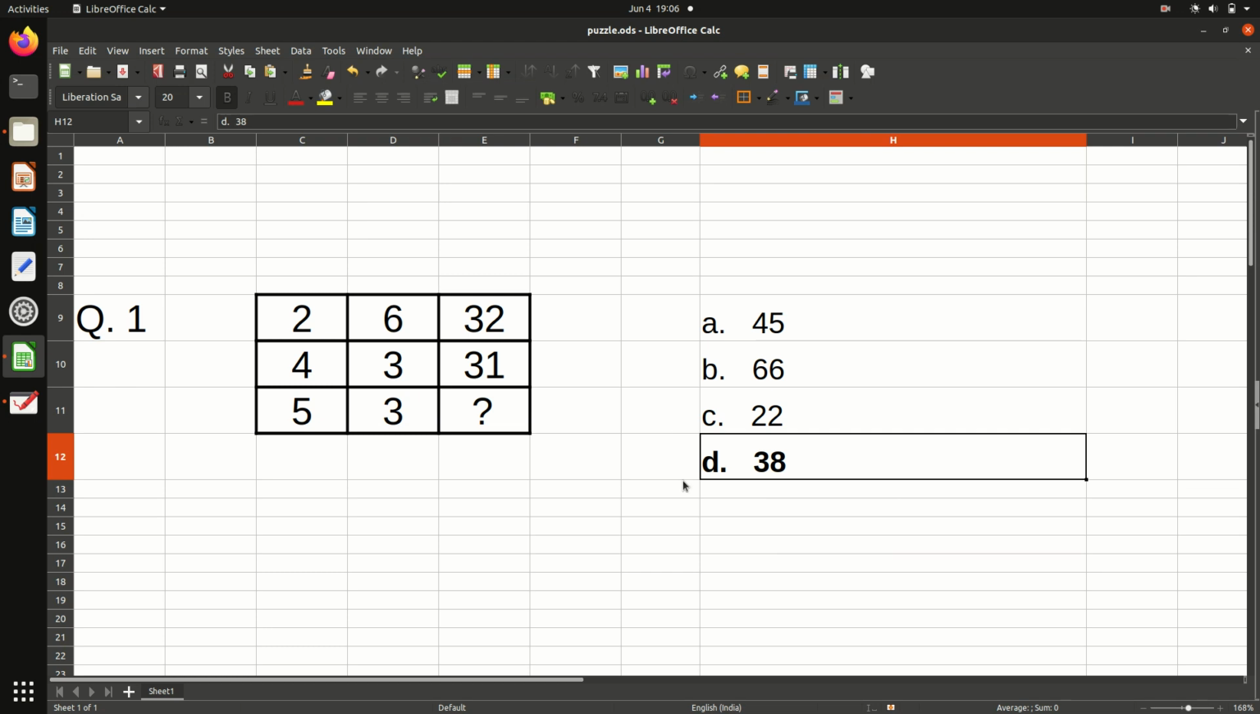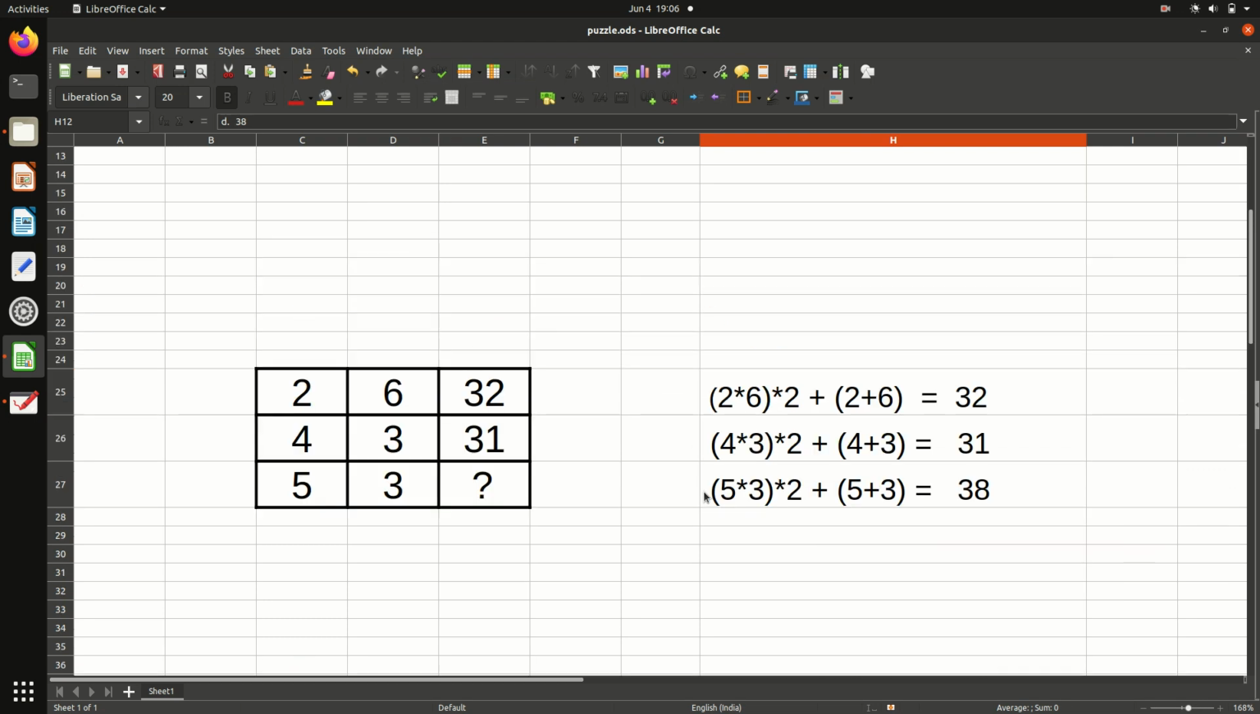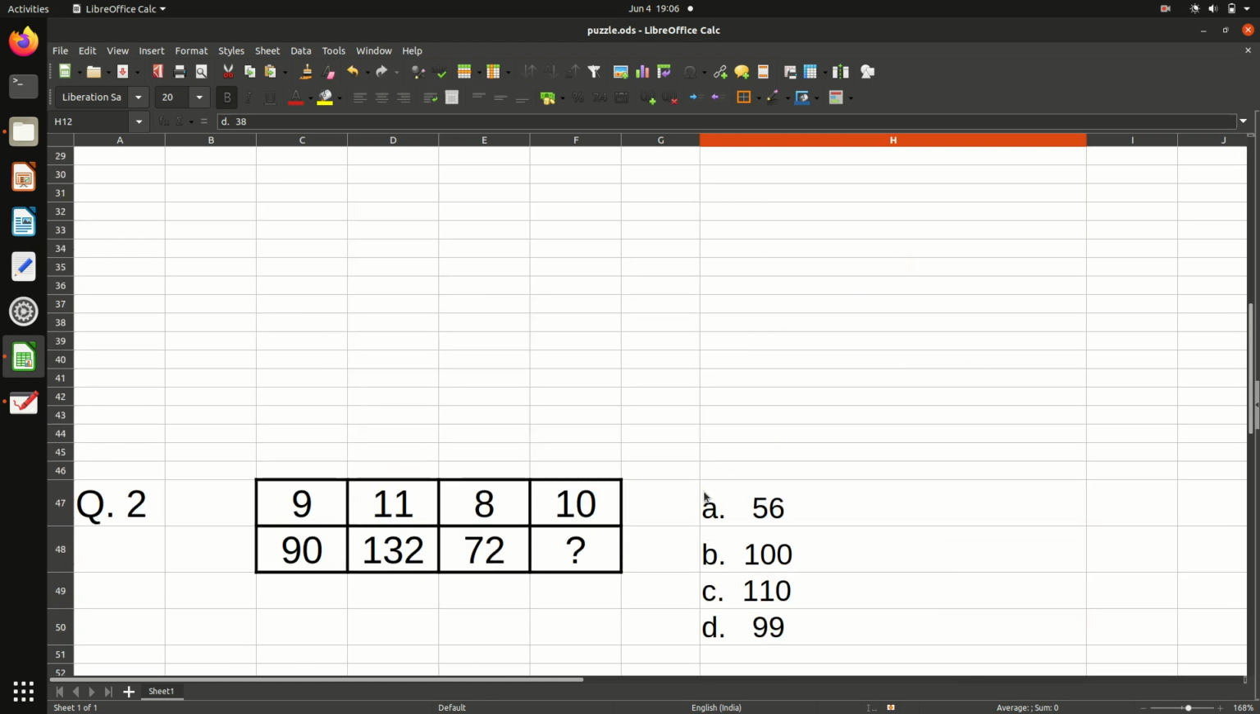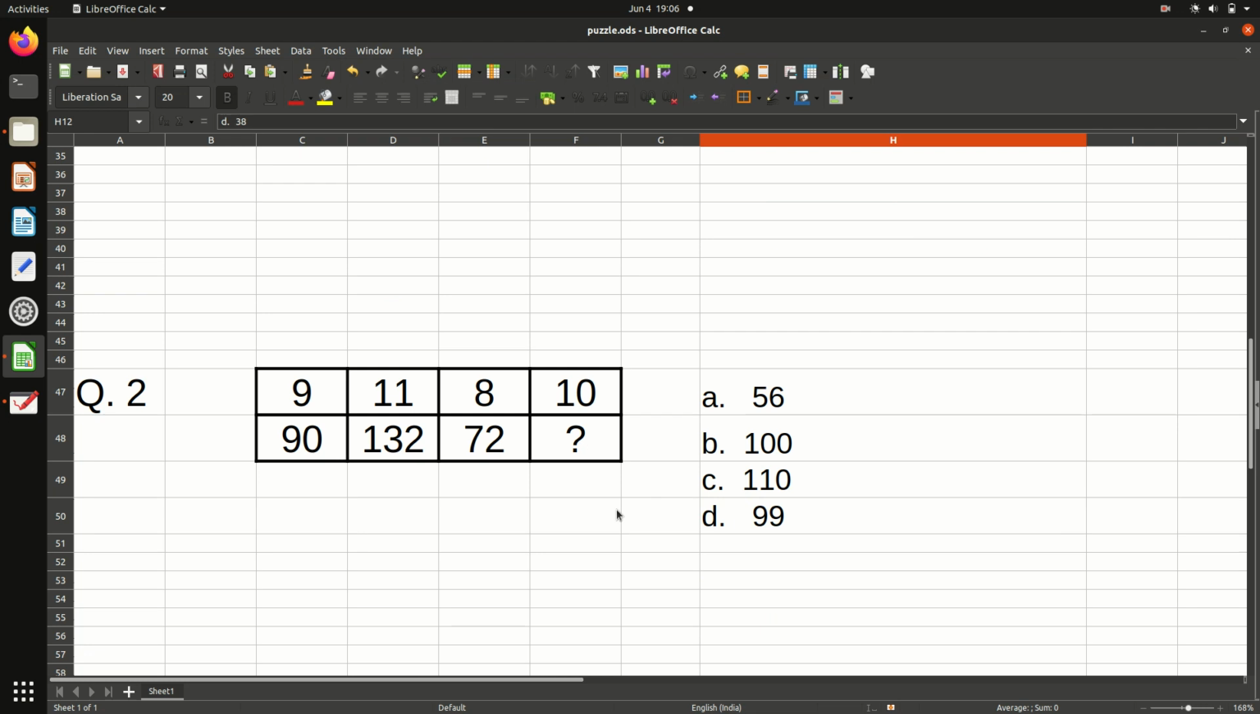Okay, so moving to the second question. The second question is this one. You can pause the video and try it yourself. These are the four options. Okay, so now we will discuss the solution.